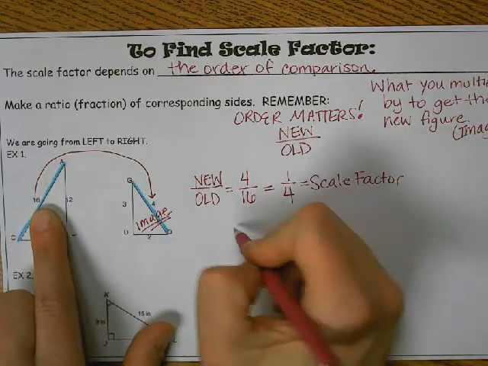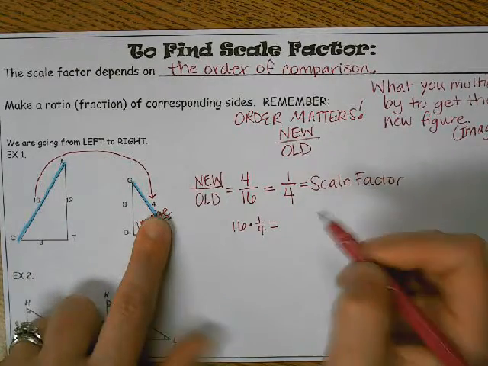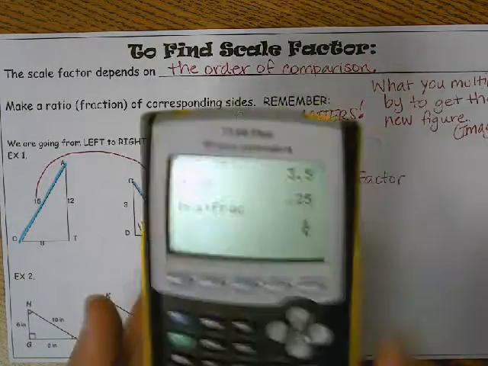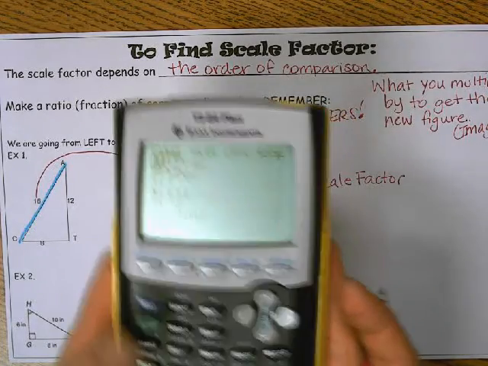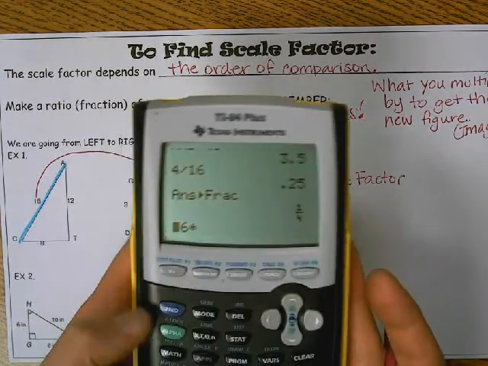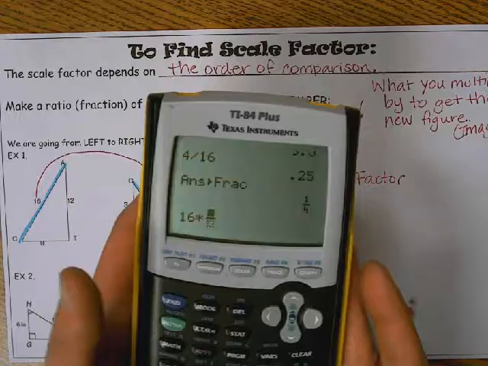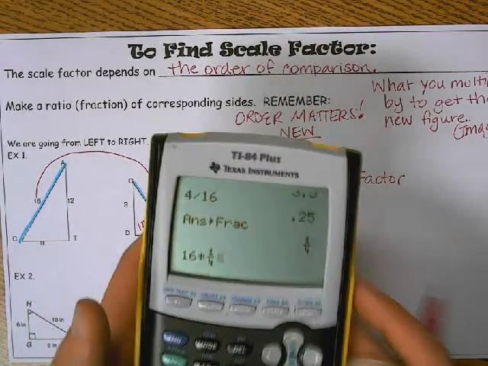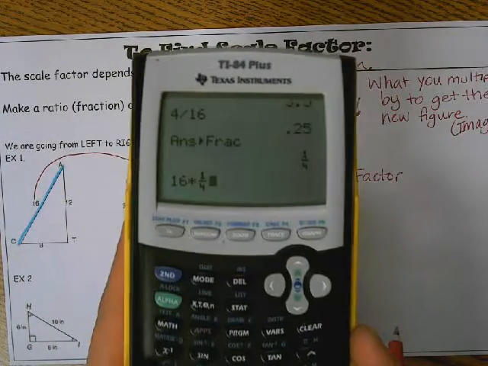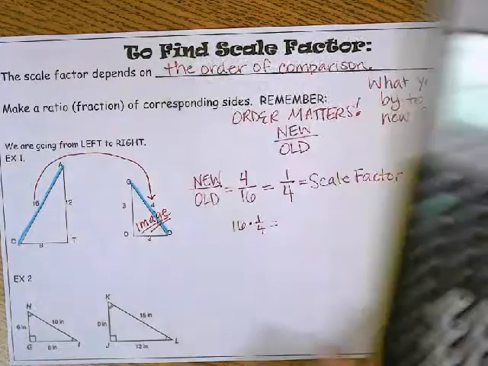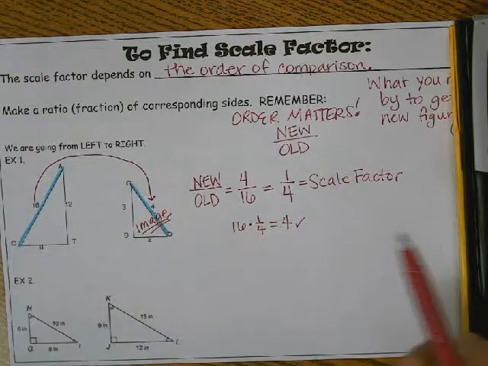So we can take this 16 right here, and if I multiply it by 1/4, I should end up getting 4. So let's try that out. Go to your calculator and type 16 times, and then it's alpha y equals enter, to get the fraction. So if I do 16 times 1/4, I want it to come out as 4. Let's see. There it is. It worked. So 1/4 is the scale factor between AC and GD.